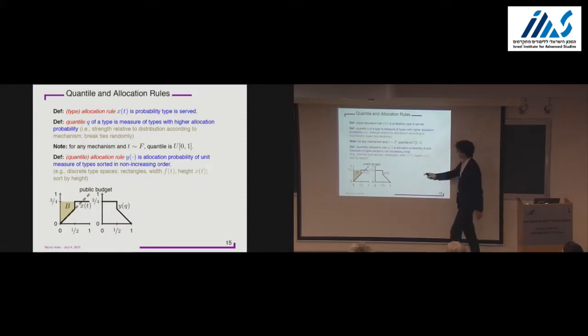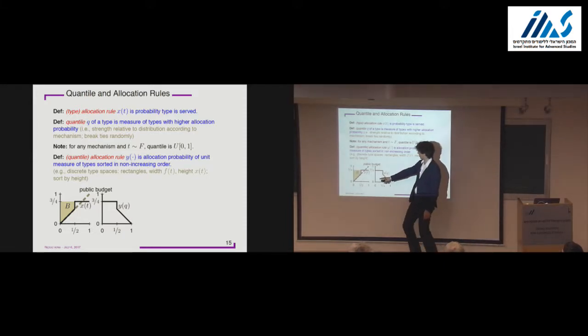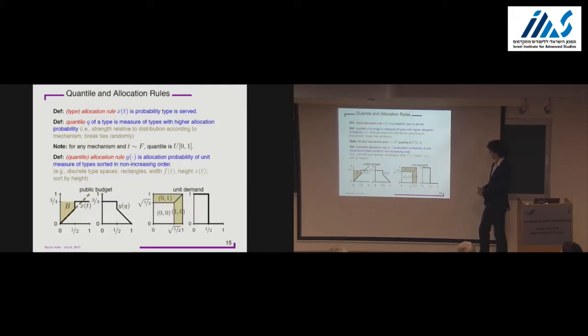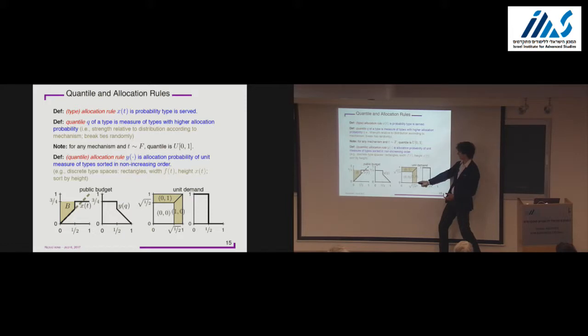This is what you get if you apply that to the public budget. So here was the budget allocation rule in type space, and types are inverted in quantile space for the single-dimensional public budget problem. So I just switched the axis for the uniform distribution. Okay, because types are uniform, I can just switch the axis. For the unit demand case, here was my picture. And that translates to this allocation rule.